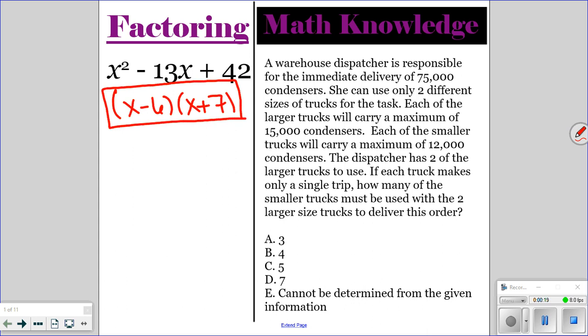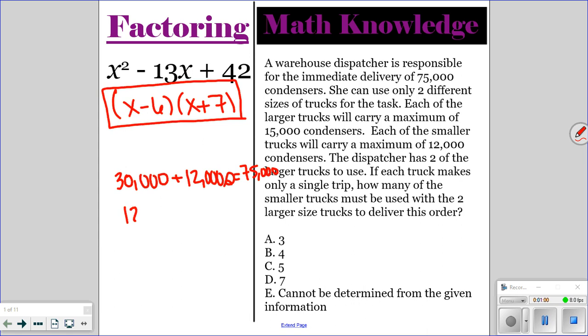Okay, for the math knowledge question, we want to know how many trips we would need to make. So we have to deliver 75,000 condensers, and she can use a small truck or a big truck. And each truck makes only a single trip. So the two larger trucks are going to carry 15,000 each, so that's 30,000. And we need a certain number of smaller trucks, and they each can carry 12,000. And the total load is 75,000.